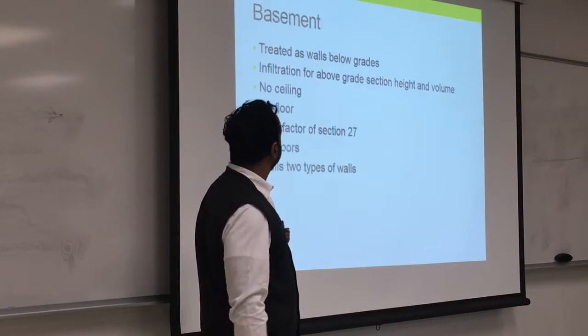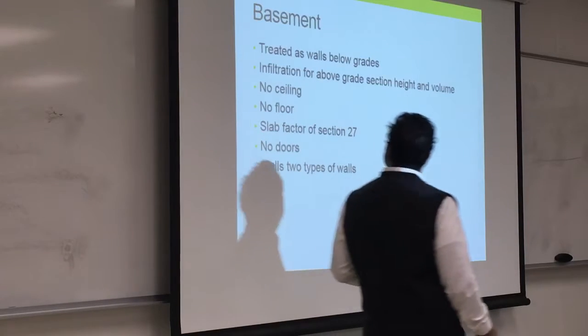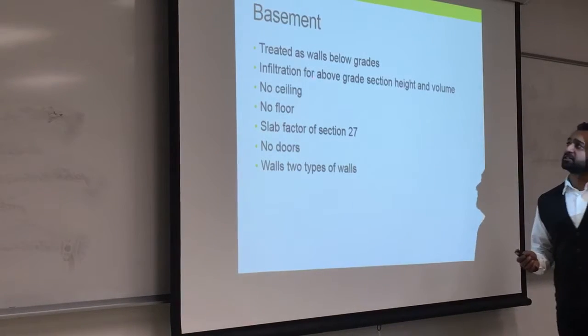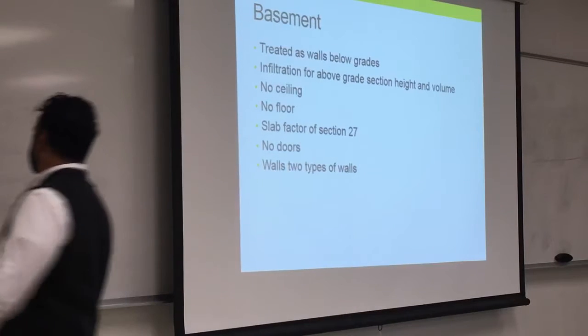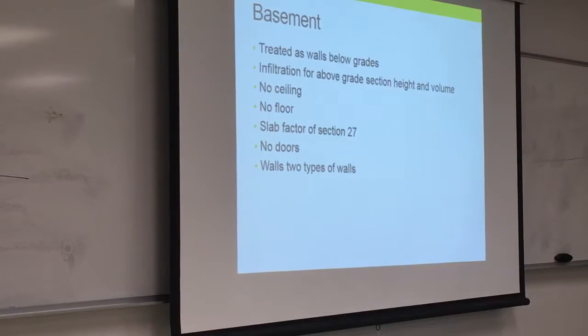We have delta T. Basement, we can treat basement as walls below grade, because it is below grade, and these walls are made of stone or masonry, whatever it is. Infiltration for the above grade section, height and volume. What does that mean? Anything above 2 feet. This is my house, my basement.